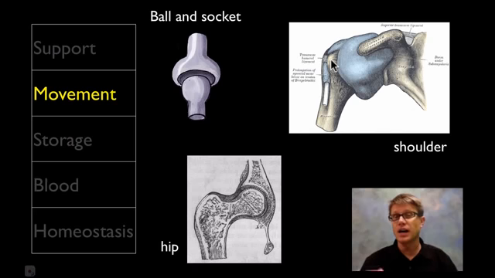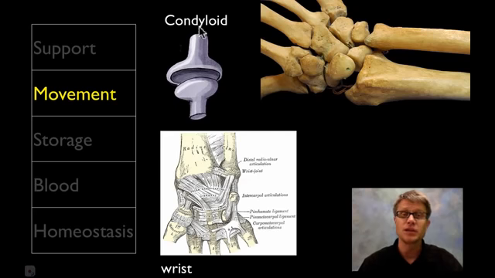And so there's a lot of movement, but there can also be a lot of things that go wrong with a ball and socket joint. And that's why especially hip replacement is very common. Next we get to the condyloid.